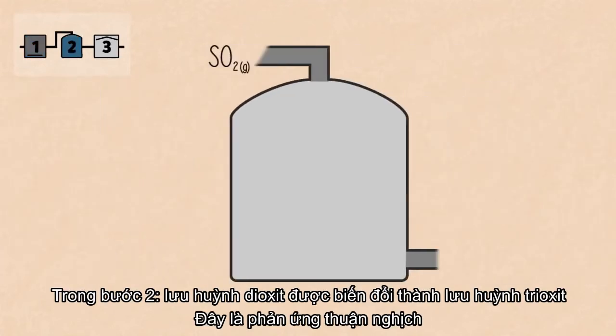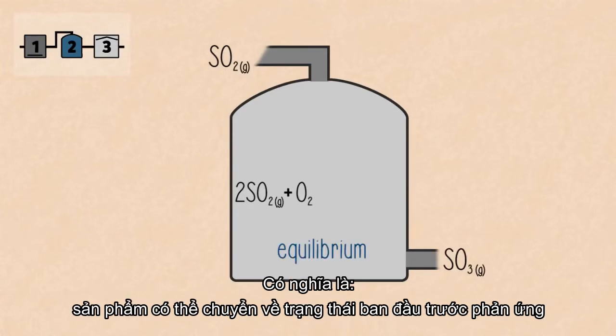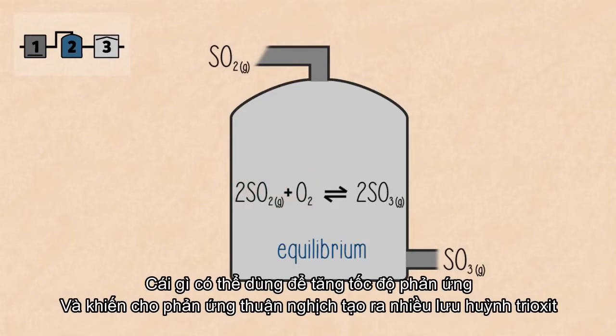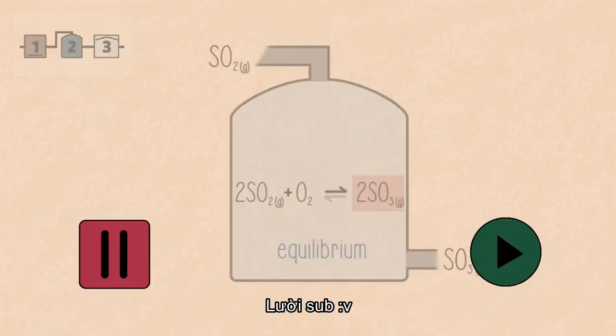In stage 2, the sulfur dioxide is converted into sulfur trioxide. The reaction is in equilibrium, which means that as the product is formed, the reverse reaction can also occur and it can break down into its reactants. What can be done to this process to speed it up and to force the equilibrium into forming more sulfur trioxide? Pause the video and continue when ready.